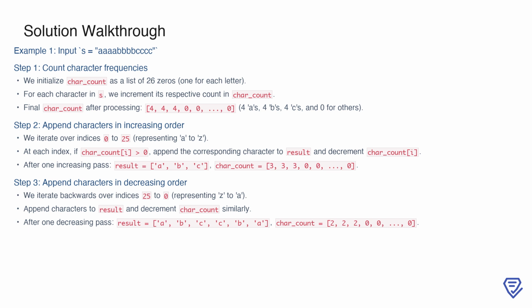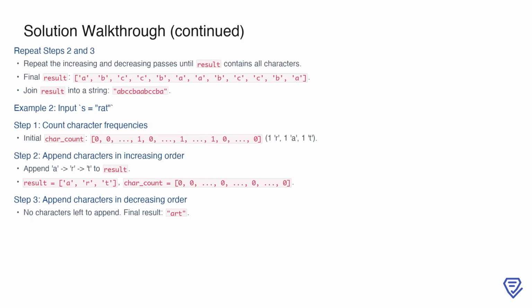Next, we append characters to our result in increasing order. This involves iterating over the indices from 0 to 25, checking if the count at each index is greater than 0. If it is, we append the corresponding character to the result and decrement its count. After one pass in increasing order, the result contains A, B, C, and the char_count is updated to 3, 3, 3, 0, 0, 0. Following this, we append characters in decreasing order by iterating backwards from index 25 to 0. Using the same process, characters are appended again, resulting in A, B, C, C, B, A, and the counts are further reduced to 2, 2, 2, 0, 0, 0.